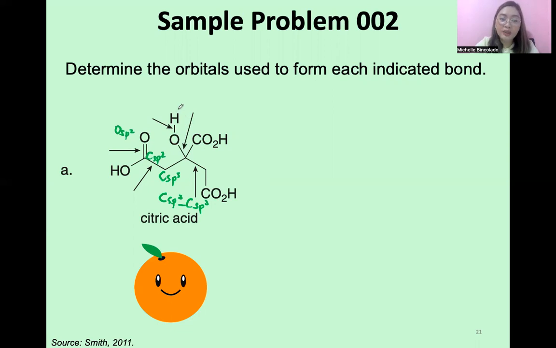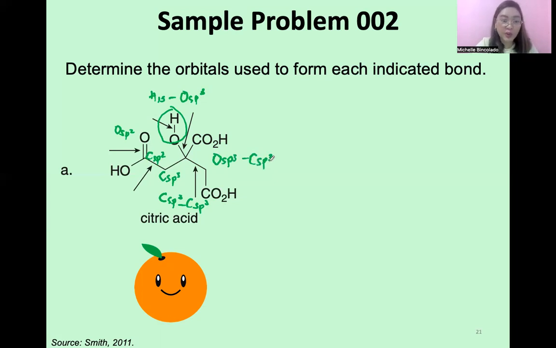On the other hand, as you can see, this is a single bond. So hydrogen there is 1s, of course, since that is the filled electron orbital of hydrogen, and the oxygen there is sp3. And then the other bond indicated here, oxygen-carbon, is O sp3, carbon sp3.